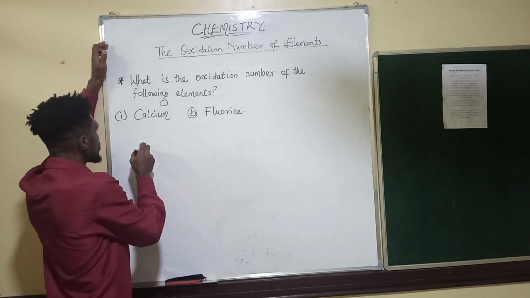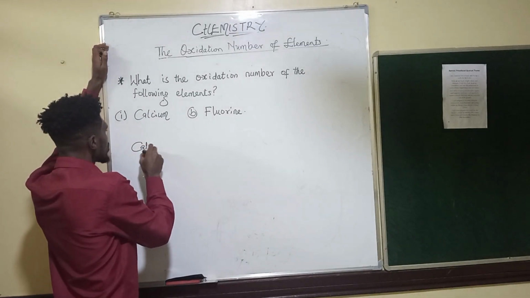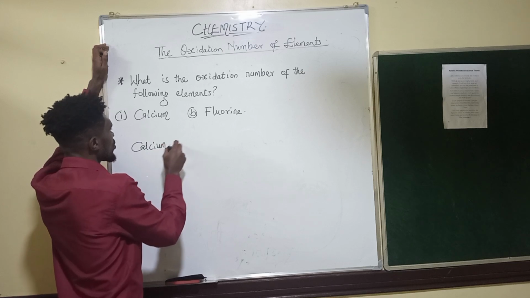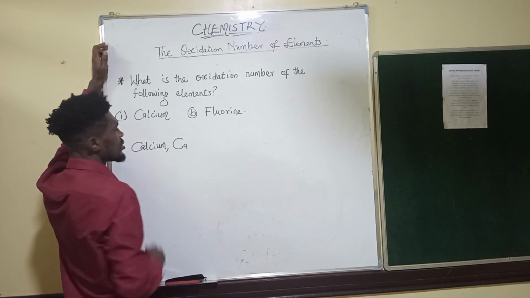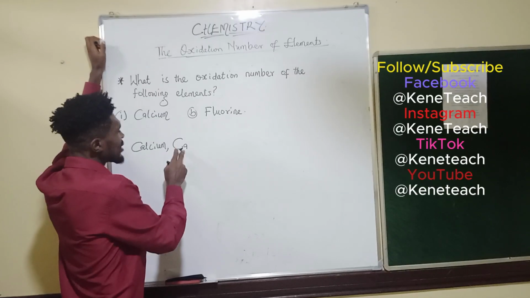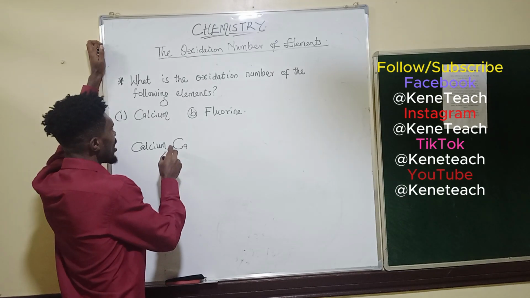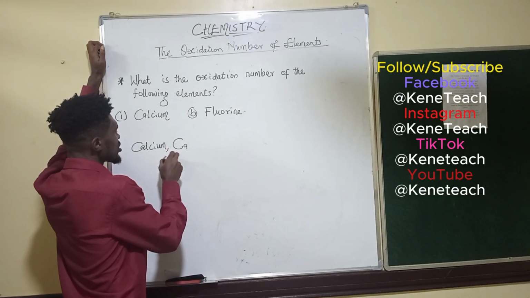The first one is calcium. Calcium, which is represented with capital letter C and small letter a. And the atomic number of calcium is what? 20.